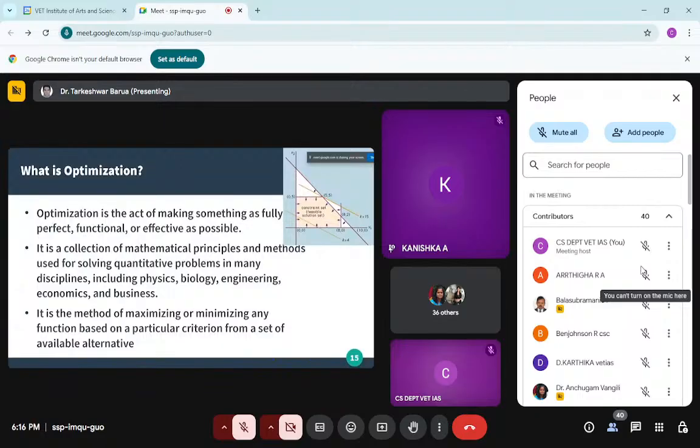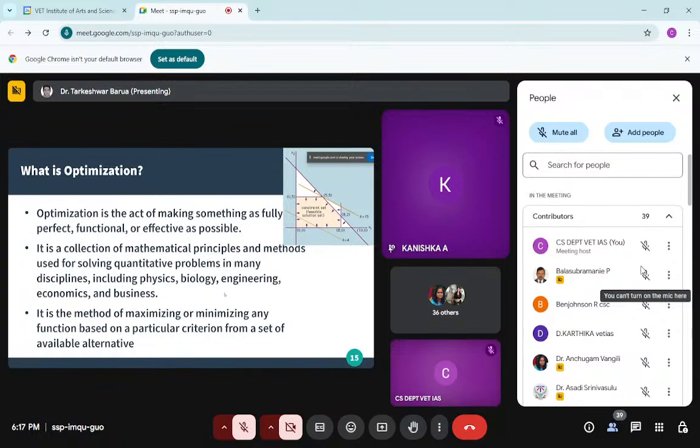It's a group of mathematical principles and methods used for solving quantitative problems in many disciplines, and the disciplines can be anything. Whatever techniques I'm telling you can be applied in physics, biology, engineering, economics, and business. Anywhere we can apply them, so these are general techniques. With the help of this, we can minimize or maximize results, or minimize the loss, so that we can achieve our targets.